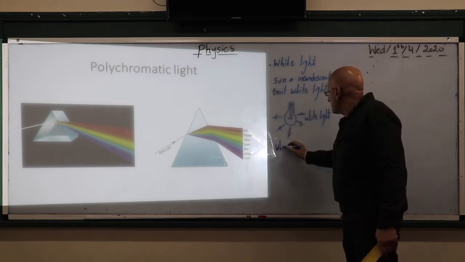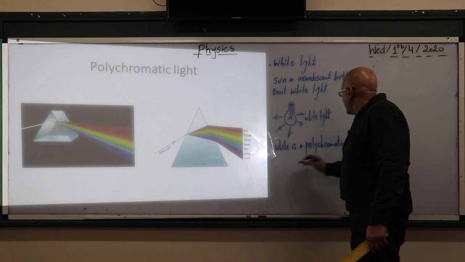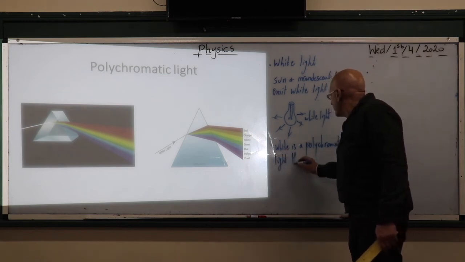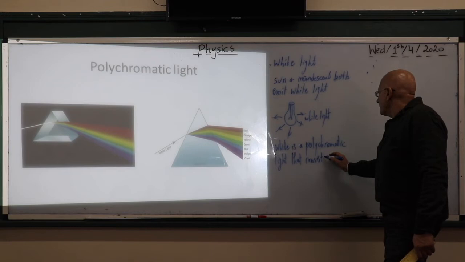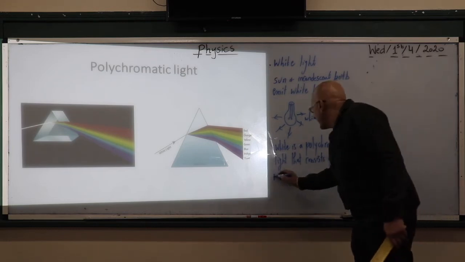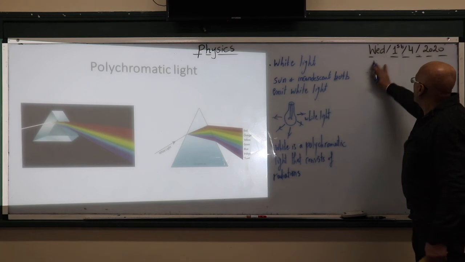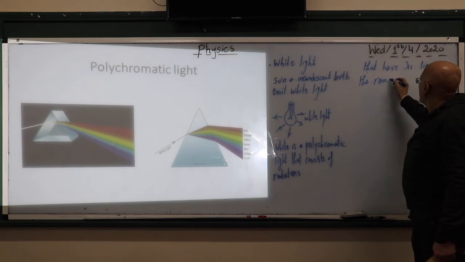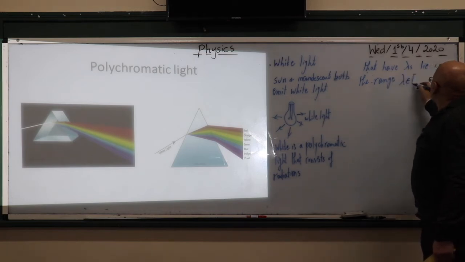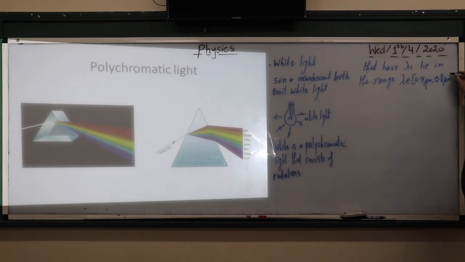The white light is a polychromatic light that consists of radiations that have lambdas that lie in the range lambda between 0.4 micrometer to 0.8 micrometer.